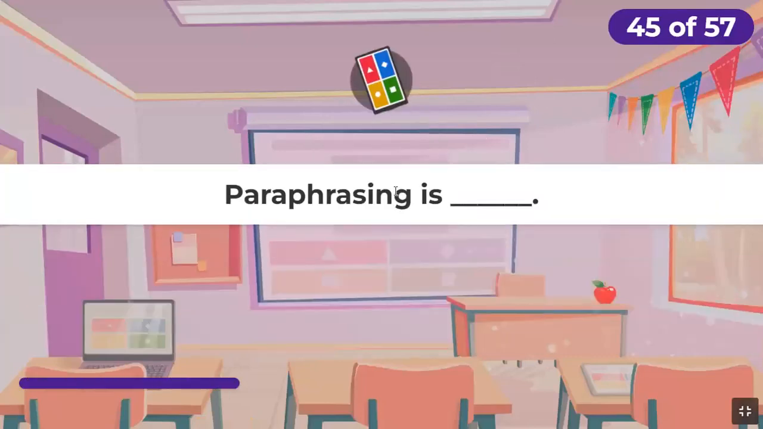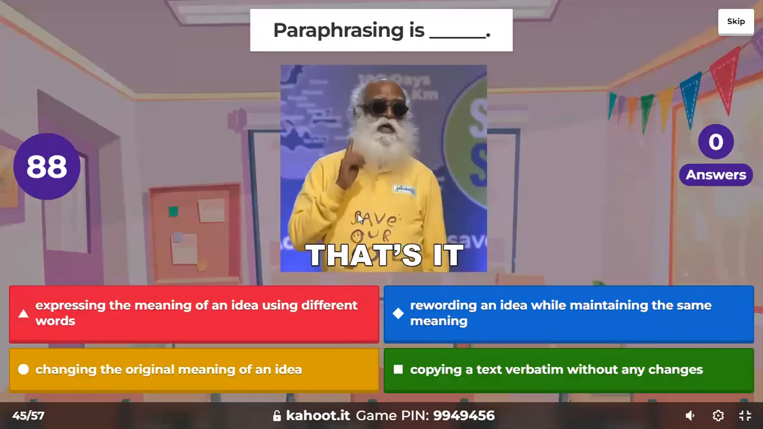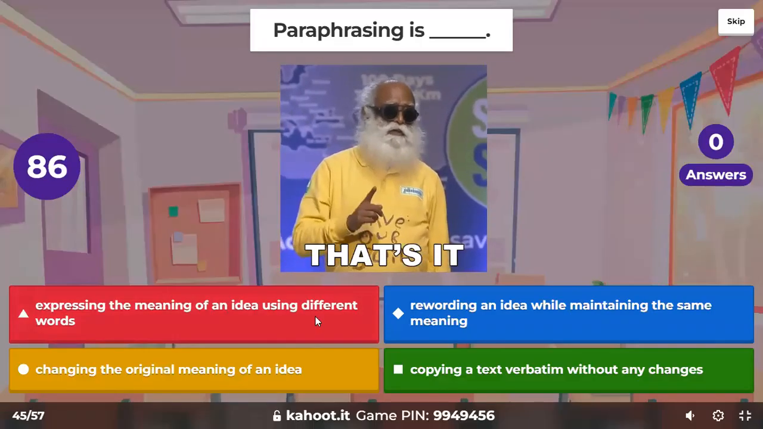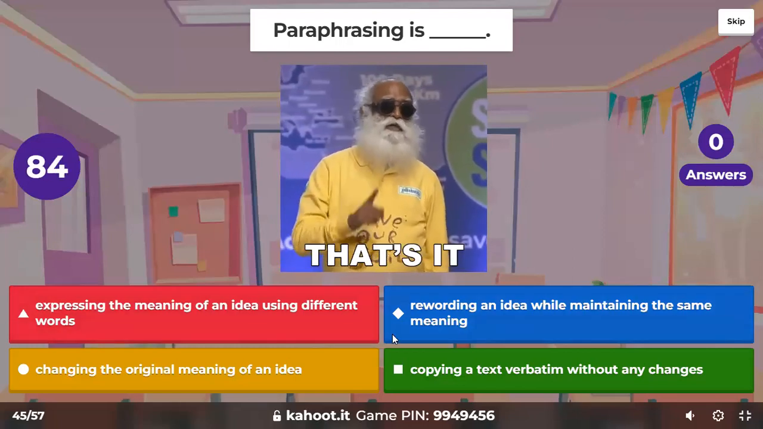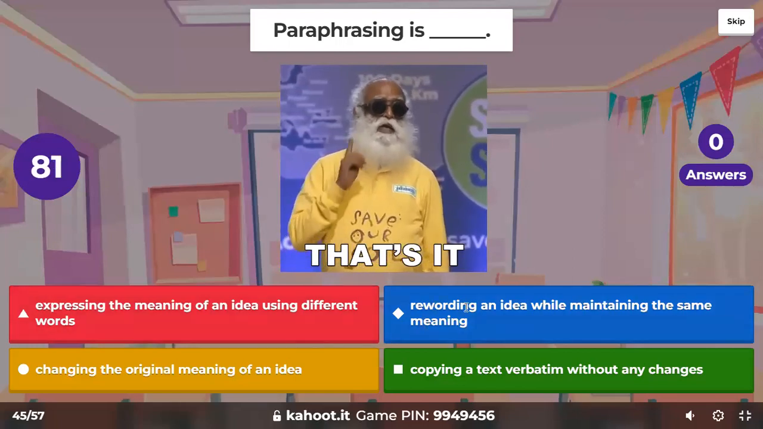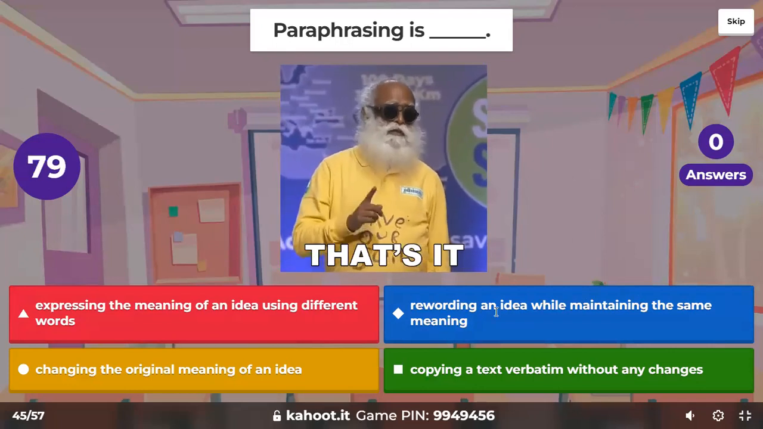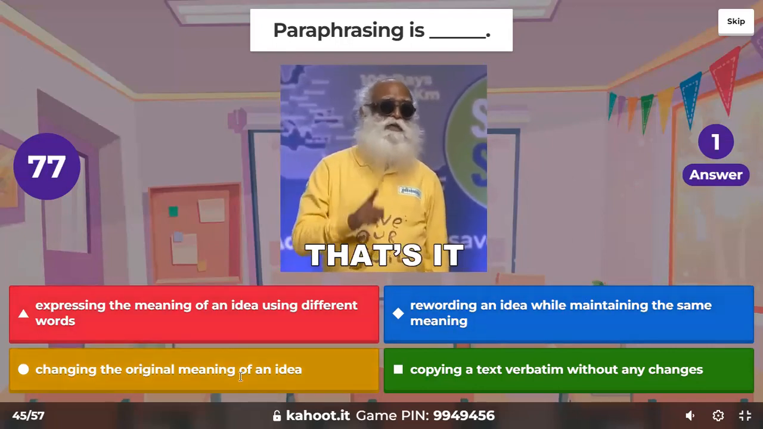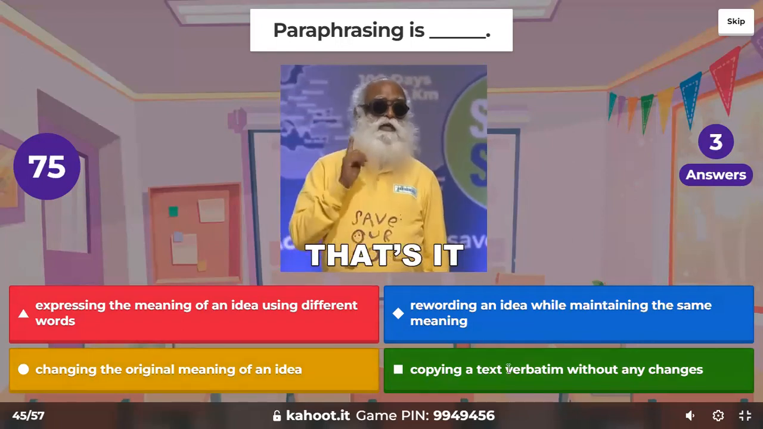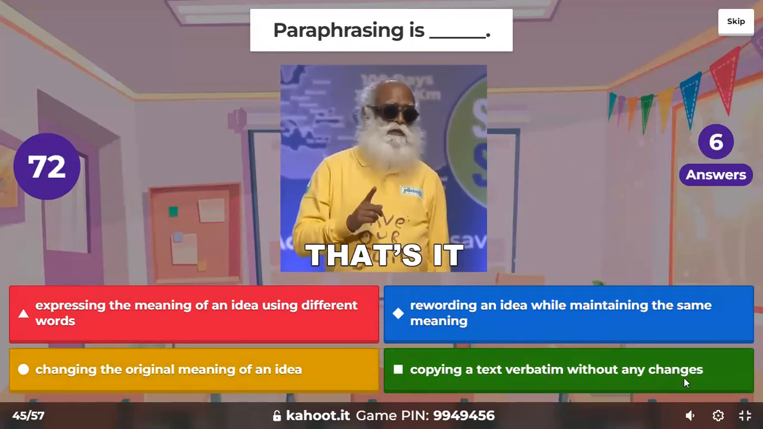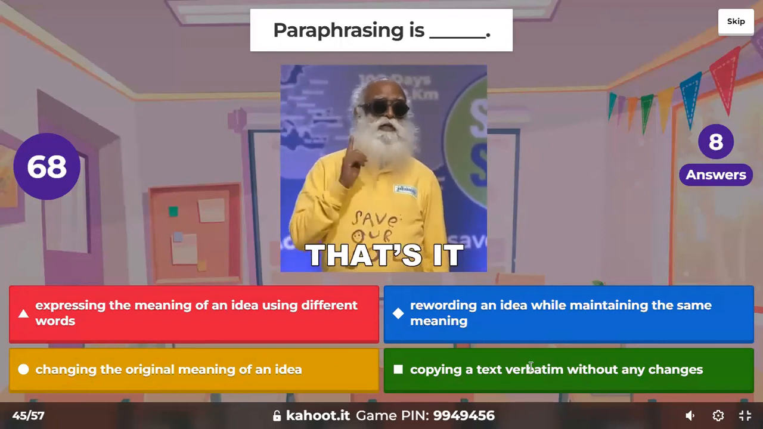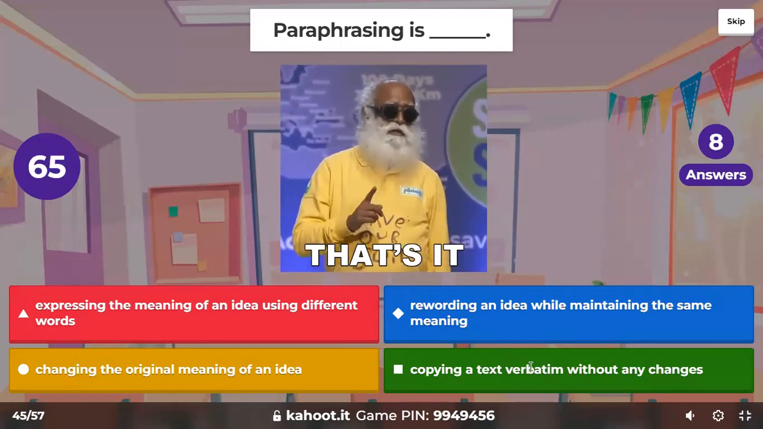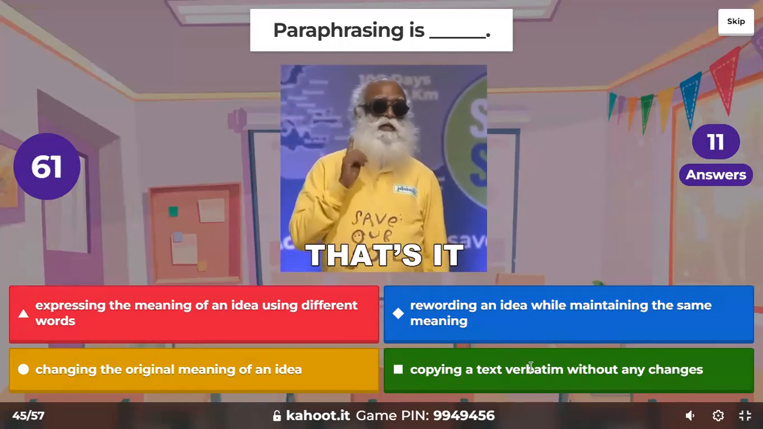Question number one. Paraphrasing. What is paraphrasing? I have already explained this concept so many times. Is it expressing the meaning of an idea using different words? There are two correct answers here. Rewording an idea while maintaining the same meaning, or changing the original meaning of an idea, or copying a text verbatim without changes. Verbatim means word for word, you transfer all the speech and write it exactly the same. So copying a text verbatim without any changes.